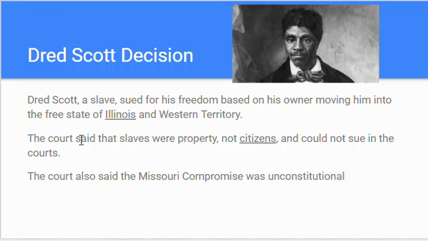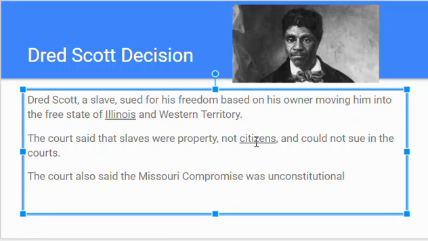However, the court said that slaves were property, not citizens, and could not sue in the courts. So he wasn't allowed to sue because he was not a citizen. Slaves are not considered citizens. The court also said the Missouri Compromise was unconstitutional.